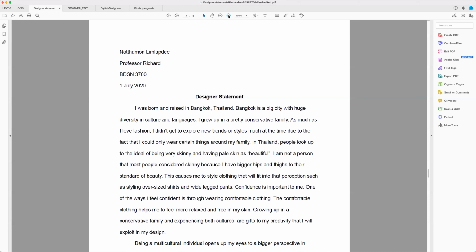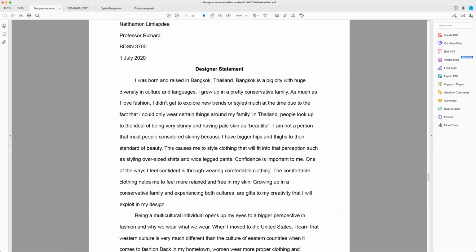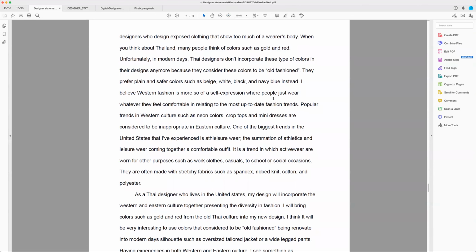So I was born and raised in Bangkok, Thailand. Bangkok is a big city with a huge diversity in culture and languages. I grew up in a pretty conservative family. As much as I love fashion, I didn't get to explore these trends and styles much of the time due to the fact that I could only wear certain things around my family. In Thailand, people look up to the idea of being very skinny, and having pale skin is beautiful. I'm not a person that most people consider skinny because I have bigger hips and thighs than their standard of beauty.